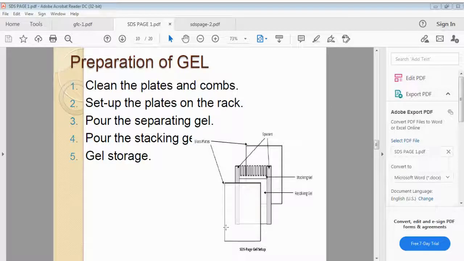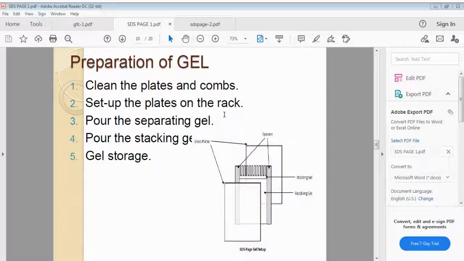Okay, so the two plates are joined together, and it is separated by spacers on all three sides. The spacers are used to separate and give a thickness to the gel. I'll tell you how the exact formation of the gel, how it is prepared. We will show you some pictures also, animation and a YouTube video.